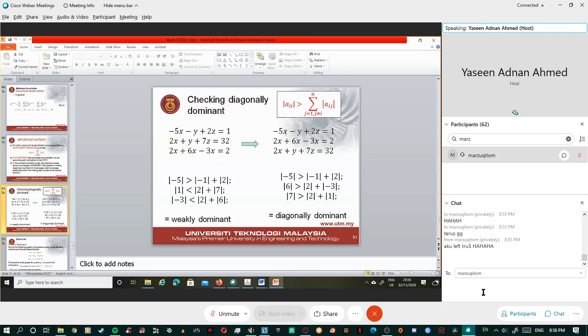So how about this one? Yeah, 5 is greater than 3. This one, 6 is greater than 5. Yes, and this one, 7 is greater than 3. So that is diagonally dominant. So this is the condition. Okay, so check diagonal dominancy.